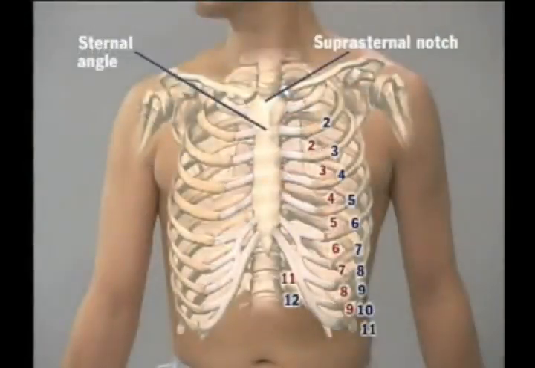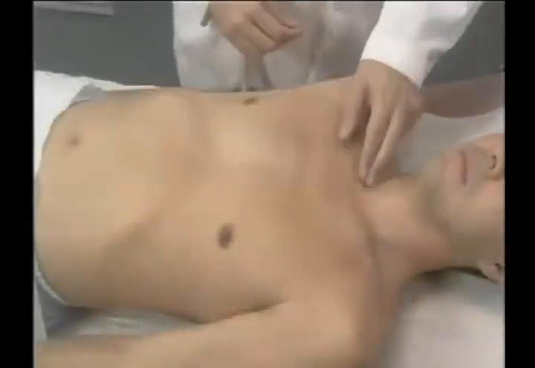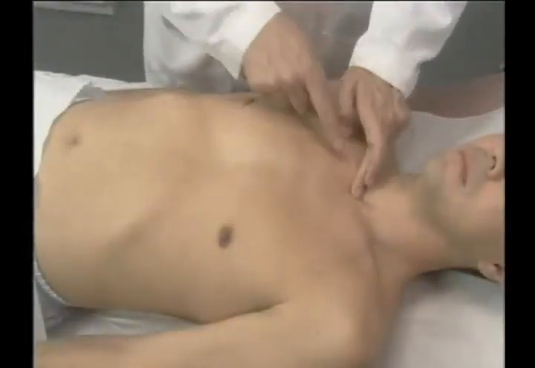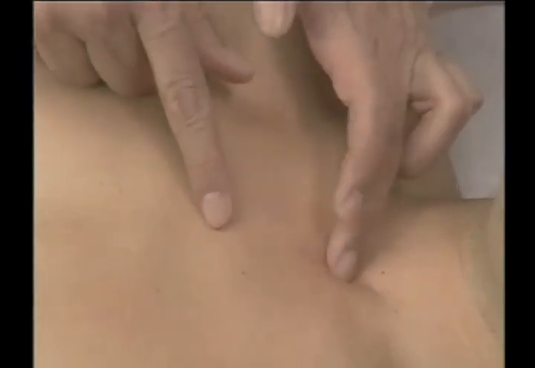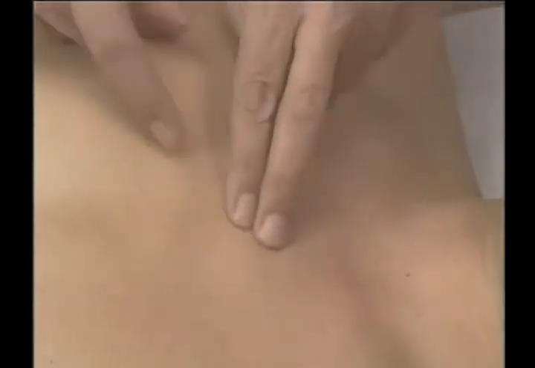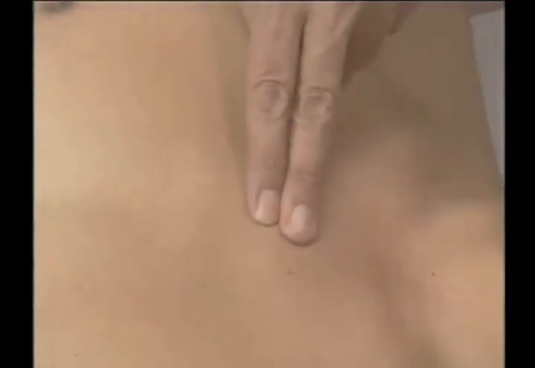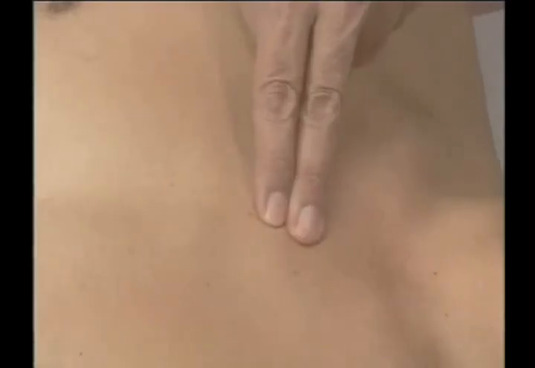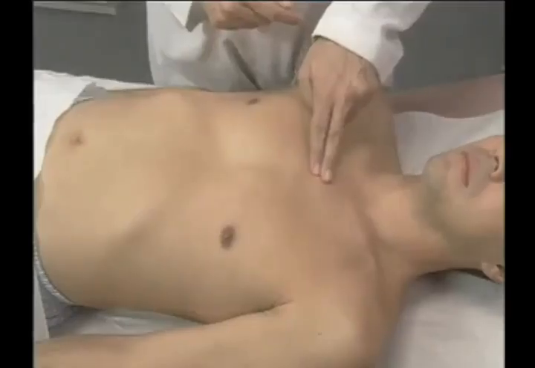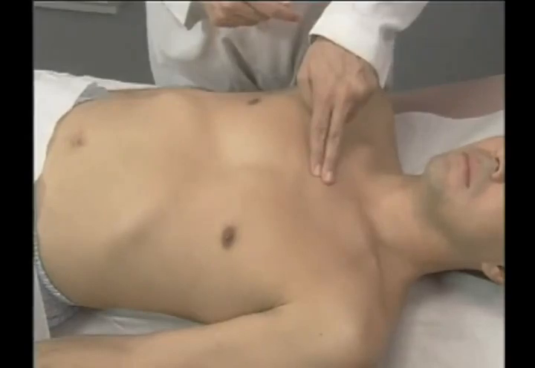To locate and describe your findings when examining the thorax and lungs, you must be able to number the ribs and interspaces accurately. Anteriorly, the key landmark for this purpose is the sternal angle. To find it, start at the suprasternal notch and slide your fingers downward about 5 centimeters until you feel the bony ridge that joins the manubrium to the body of the sternum. This is the sternal angle.